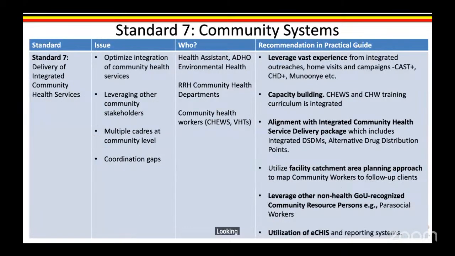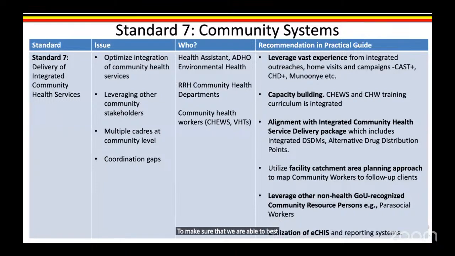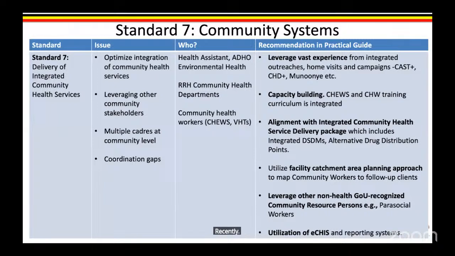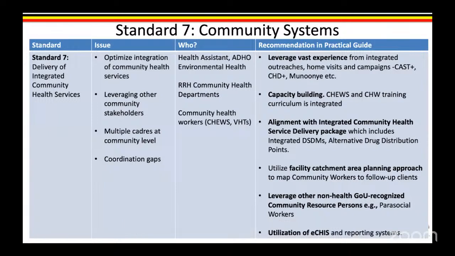Looking at the community systems, the health assistants, as well as the assistant district health officers in charge of environmental health, should be able to advocate for disease prevention and health promotion, to make sure that we best utilize these resources in leveraging the community to reduce the disease burden of those that we see in the hospitals. Recently, we have adopted the community health extension worker model of community health, and we believe with this we'll be able to promote health at community level and reduce the burden of patients coming to the hospital, so that we can optimize the care that we offer to those that come to us in the hospitals as breakthrough conditions.